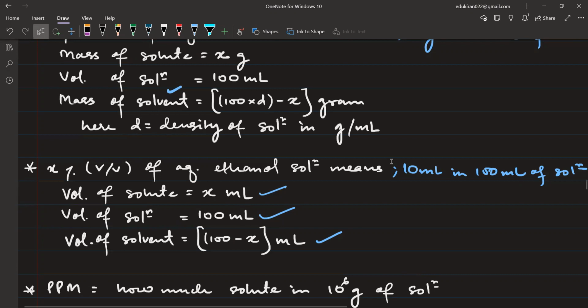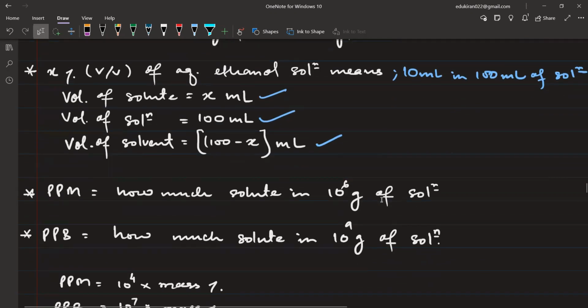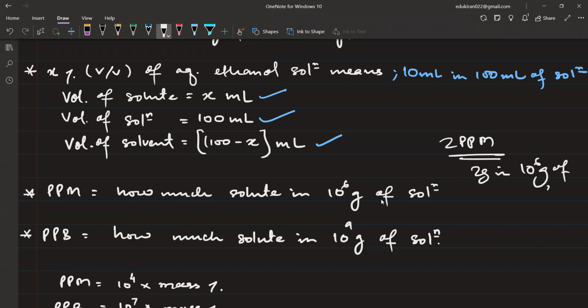Now, ppm. What is ppm? ppm is parts per million. Whenever you have been given ppm, for example, they give you 2 ppm, generally they can give you in mass. What does it mean? It means how much solute in 10 to the power 6 gram of solution. 2 ppm means 2 gram in 10 to the power 6 grams of solution. Similarly, we have ppb, that is parts per billion. It tells how much solute is present in 10 to the power 9 grams of solution.